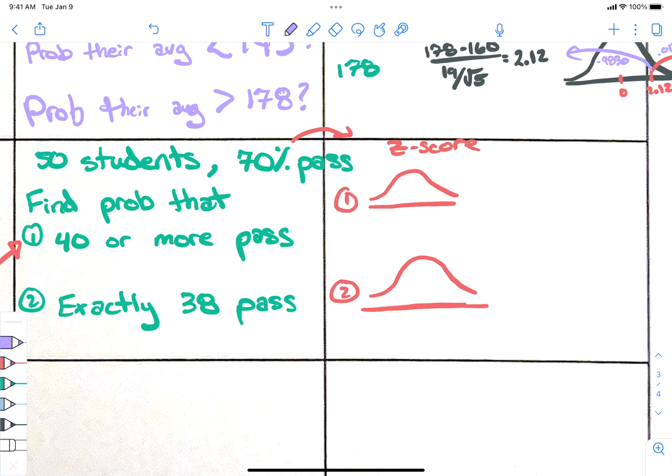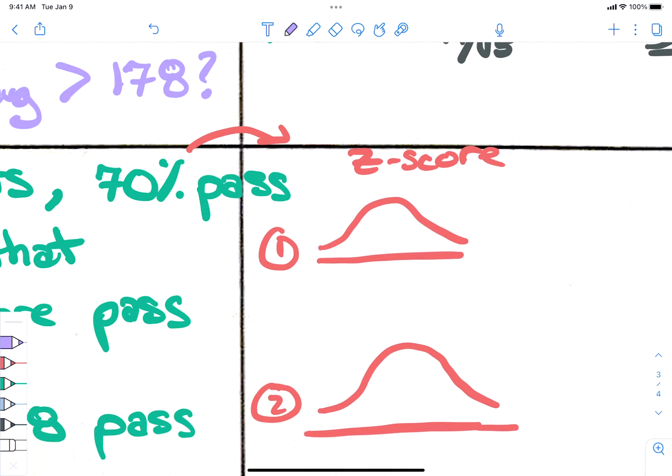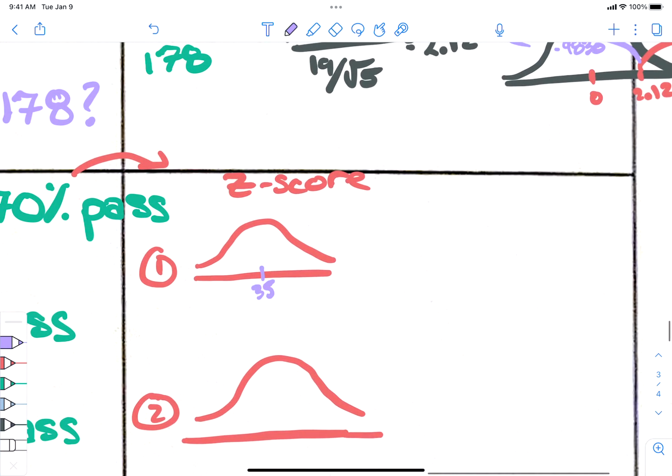Okay, what are some things that I can label on my first bell curve? 35. I always start with 35. That's the average, that's the middle. 35 has to go there because I don't know where I am in comparison to that. Now we're comparing everything to 40, right? So 40 is this marking right here, and I'm doing 40 or more.